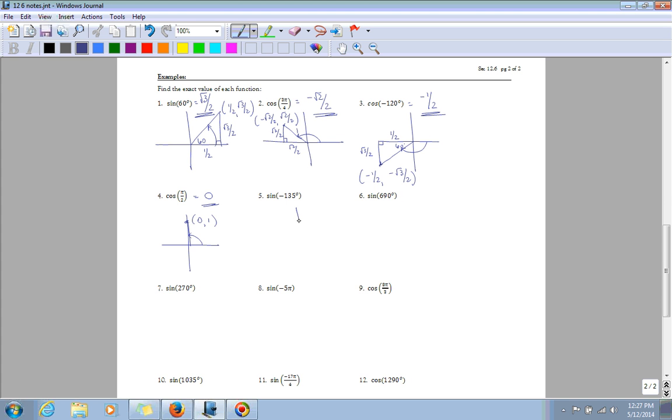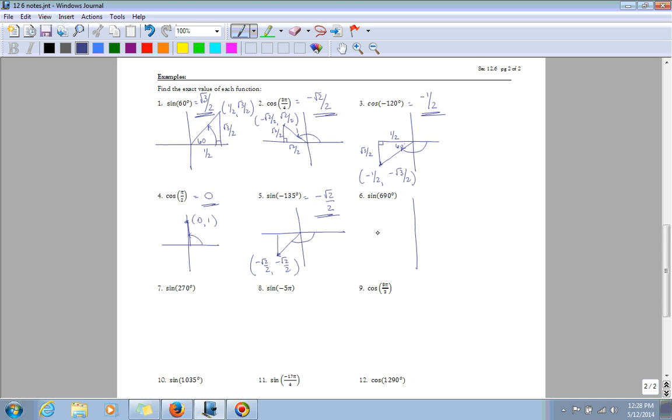Sine of negative 135 degrees is going in the negative direction 2 quadrants later. That builds a 45, 45, 90 triangle. So you would go left by square root of 2 over 2 and down by square root of 2 over 2. The sine value is the y coordinate of that point, which is negative square root of 2 over 2.